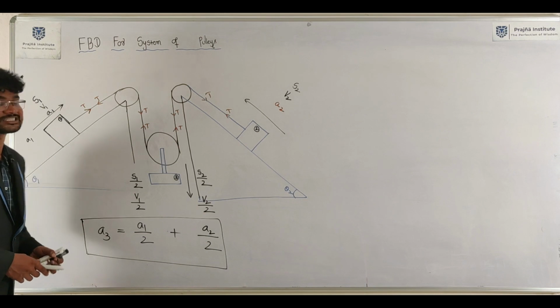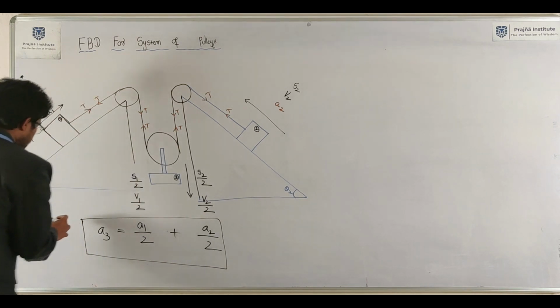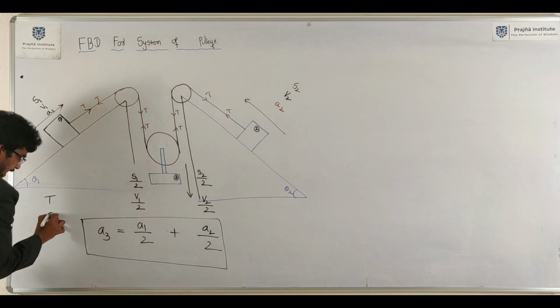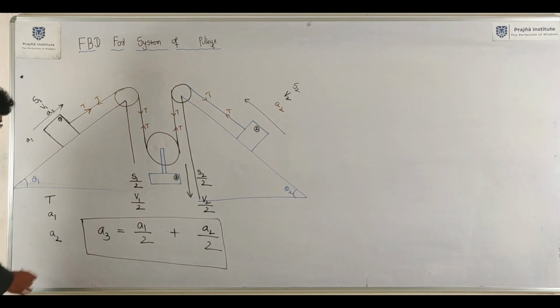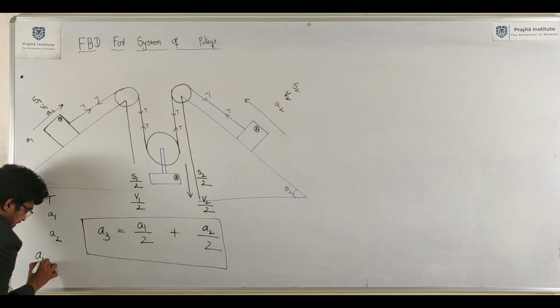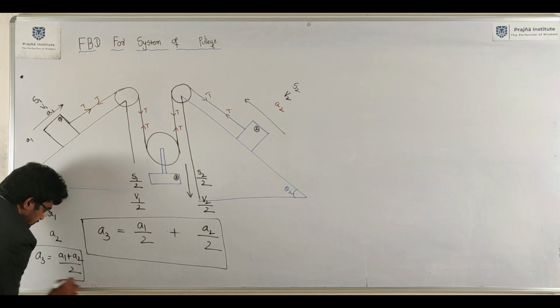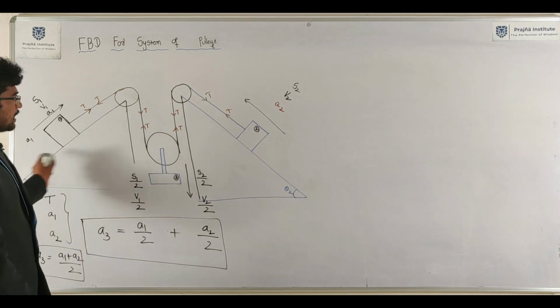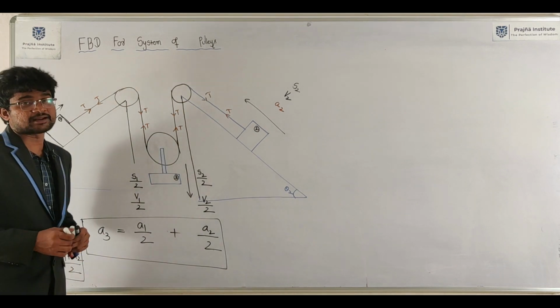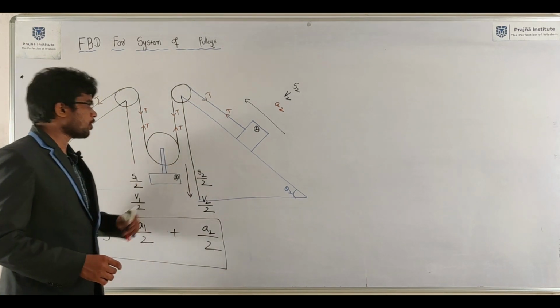Number of unknowns, tell me. Number of unknowns here: tension T, acceleration A1, acceleration A2. Here A3 is depending on A1 and A2. Number of unknowns here is 3. Number of free body diagrams you will get: free body diagram for block 1, block 2, block 3.